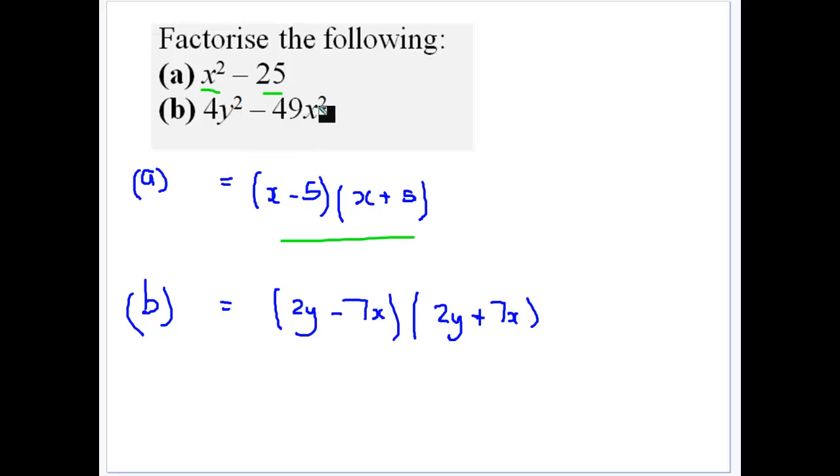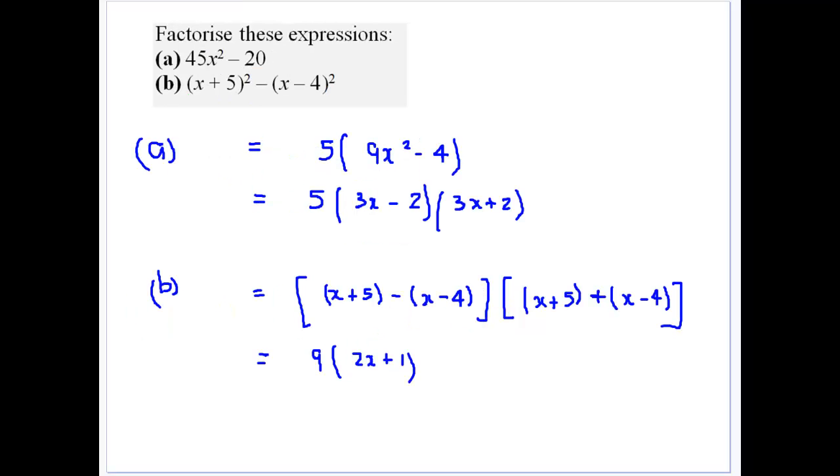4y squared minus 49x squared comes down to 2y minus 7x, 2y plus 7x. So again, the square root of 4y squared is 2y, the square root of 49x squared is 7x. Remember, two brackets there, same terms, but they're conjugates. Hopefully you remember that term, conjugates. And we're able to write it there, and it's factorized. It's in a nice form, ready for us to do some other work with it.